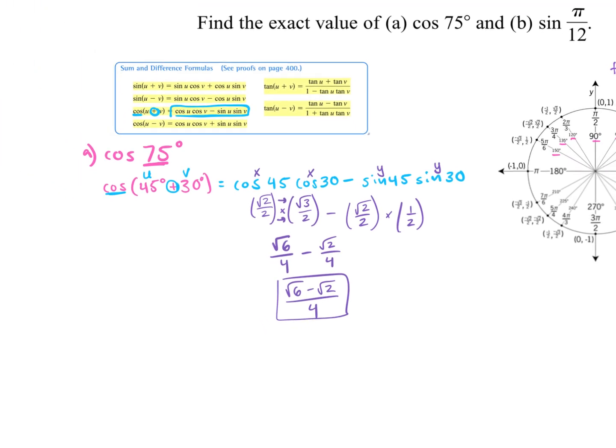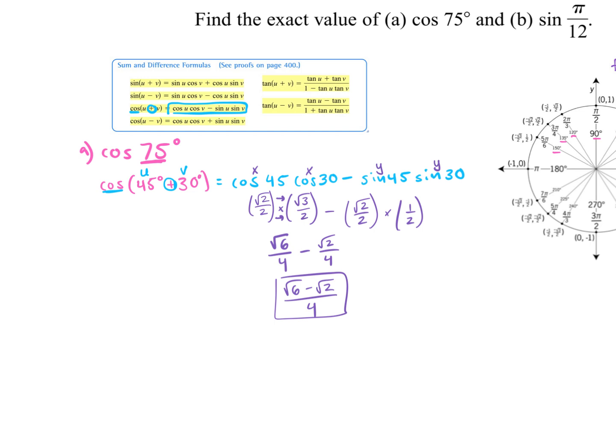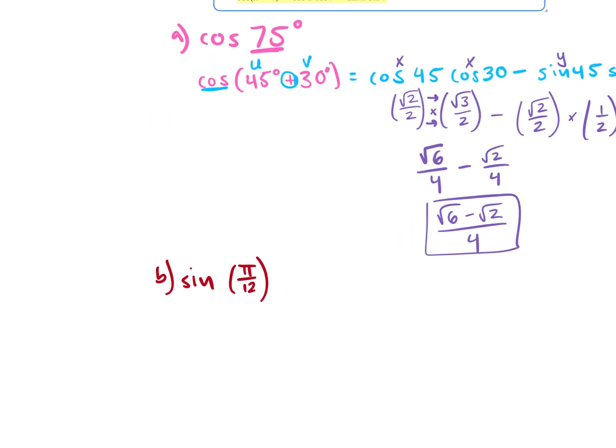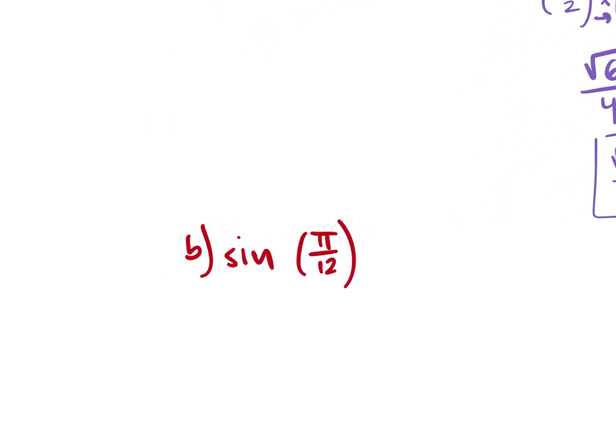So for B, we're looking for the sine of pi over 12. Pi over 12 is a little bit harder to figure out which two angles on our unit circle add up to pi over 12, but we can just convert it. Let's convert it to degrees. That way we can just use the degrees on our unit circle. How would I convert pi over 12 to degrees? Multiply by 180 over pi.